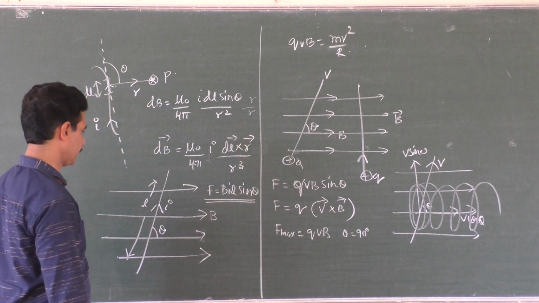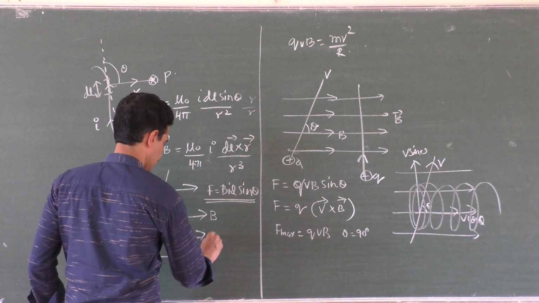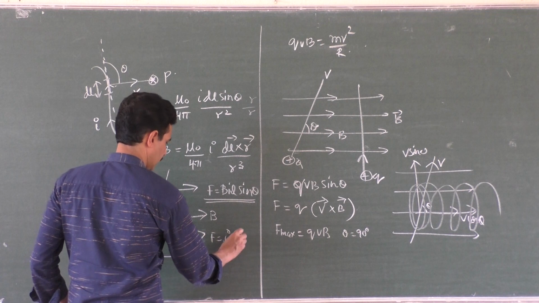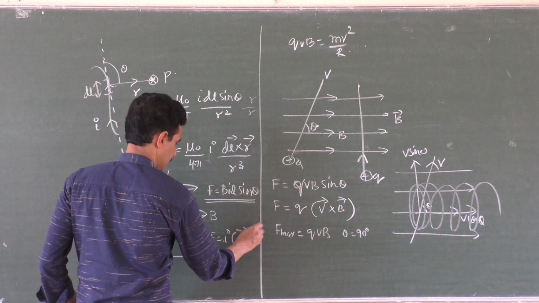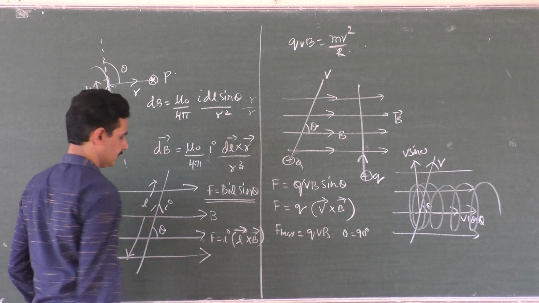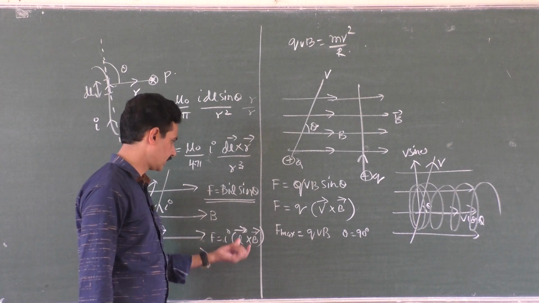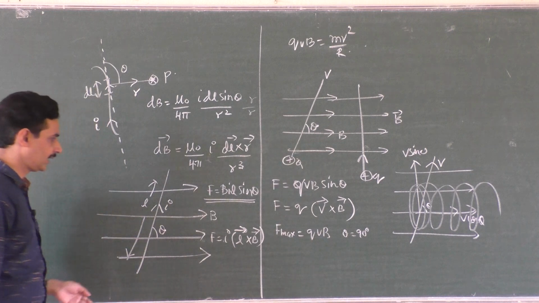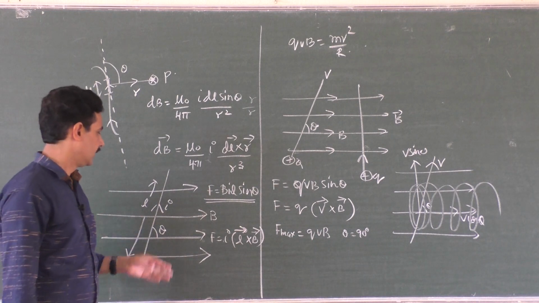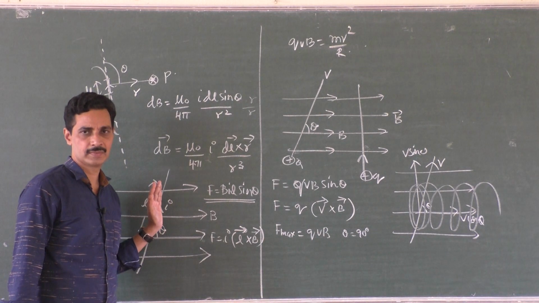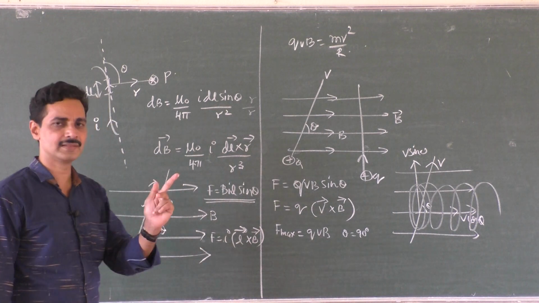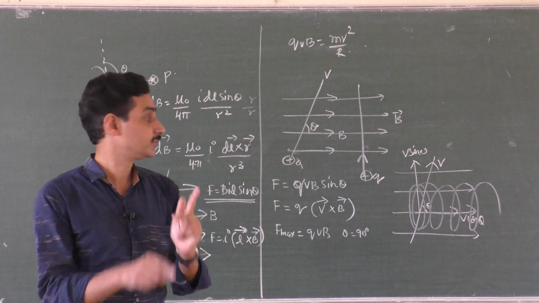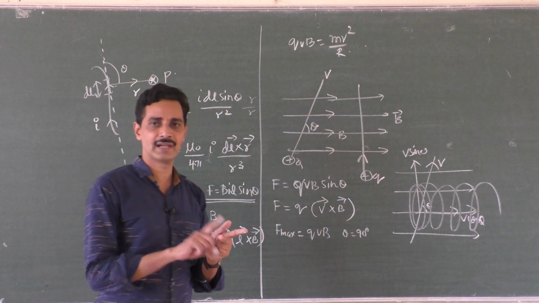Or if you want to put it in the vector form, F is equal to I into L cross B. L cross B is LB sine theta. So any conductor placed in a magnetic field making an angle theta with the direction of the magnetic field experiences a force. Again, it is given by Fleming's left hand rule. The only change you have to make is that, instead of the direction of motion of charge, you have to take the current.